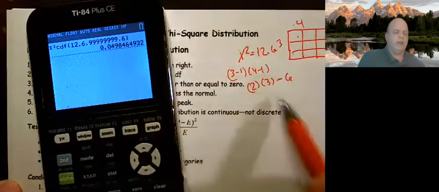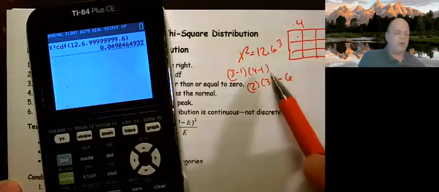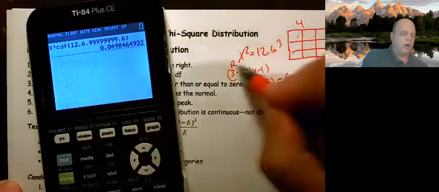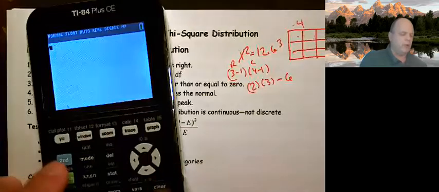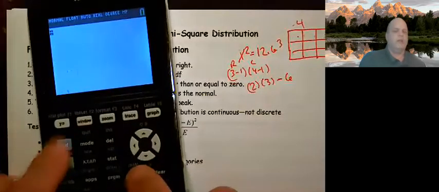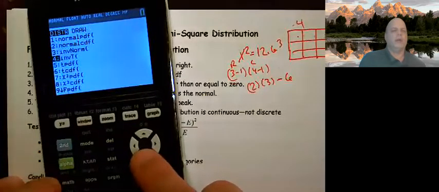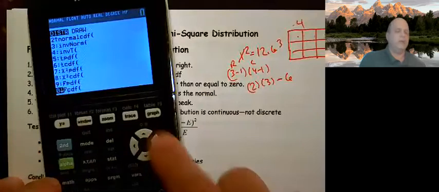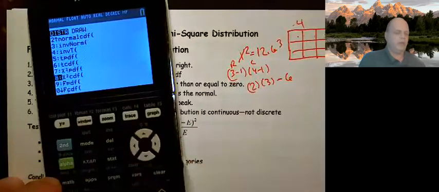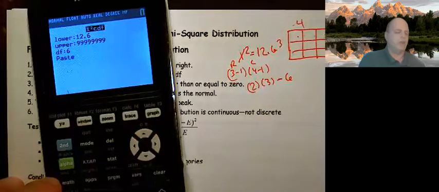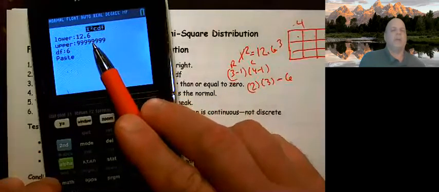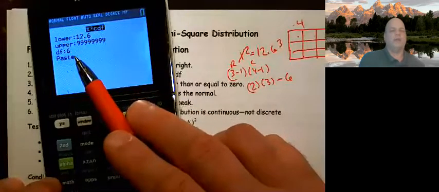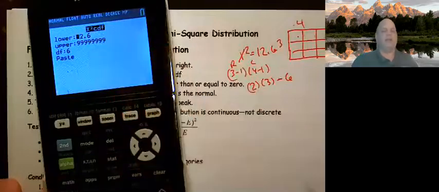And that's if they gave me the rows and columns, or a way to figure out the rows and columns, or if they told me the degrees of freedom. So real quickly, we can go second, vars, scroll down to number 8, chi-squared CDF, because we never use the PDF in this class. We put in the chi-squared statistic. Upper bound is always going to be infinity, and degrees of freedom is whatever we calculate or they give us.